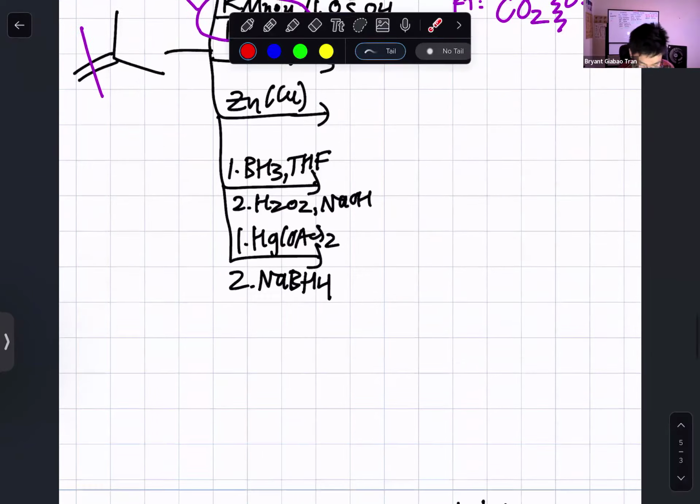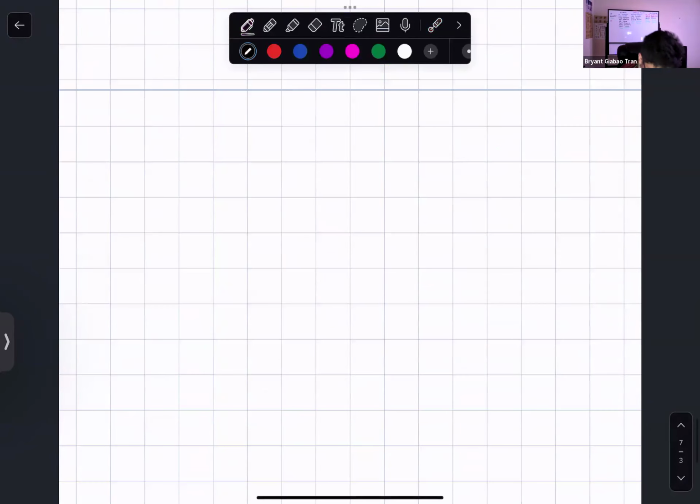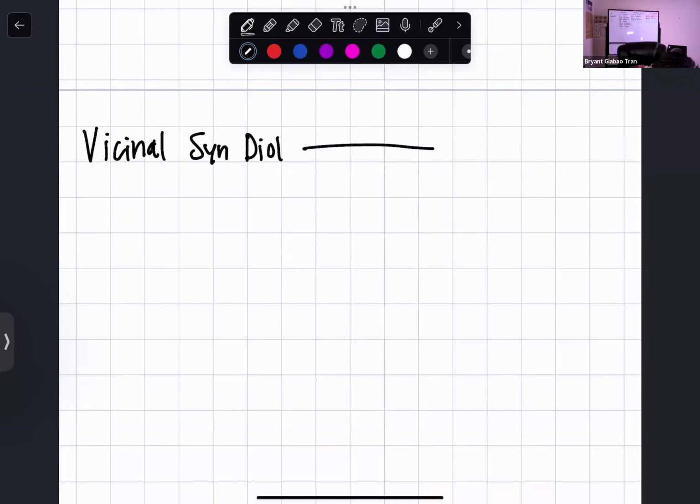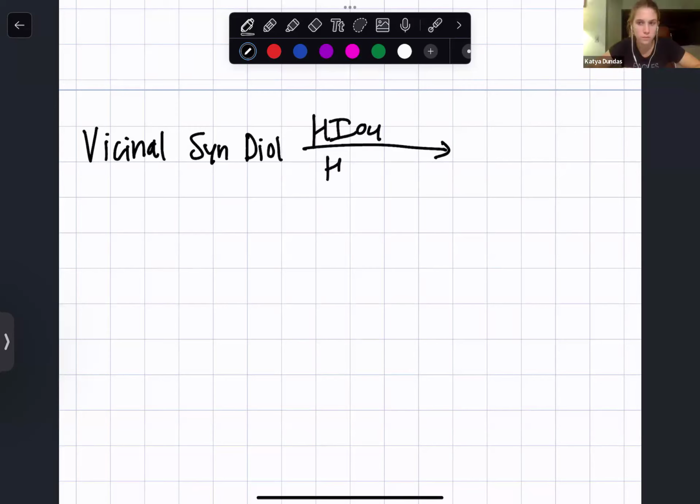okay, let me summarize this reaction based on what I see here. So this right here is gonna have a vicinal syn diol reacting with HIO4. So these are the reagents you recognize for this reaction: water and a protic solvent, THF. The product that you're gonna get.